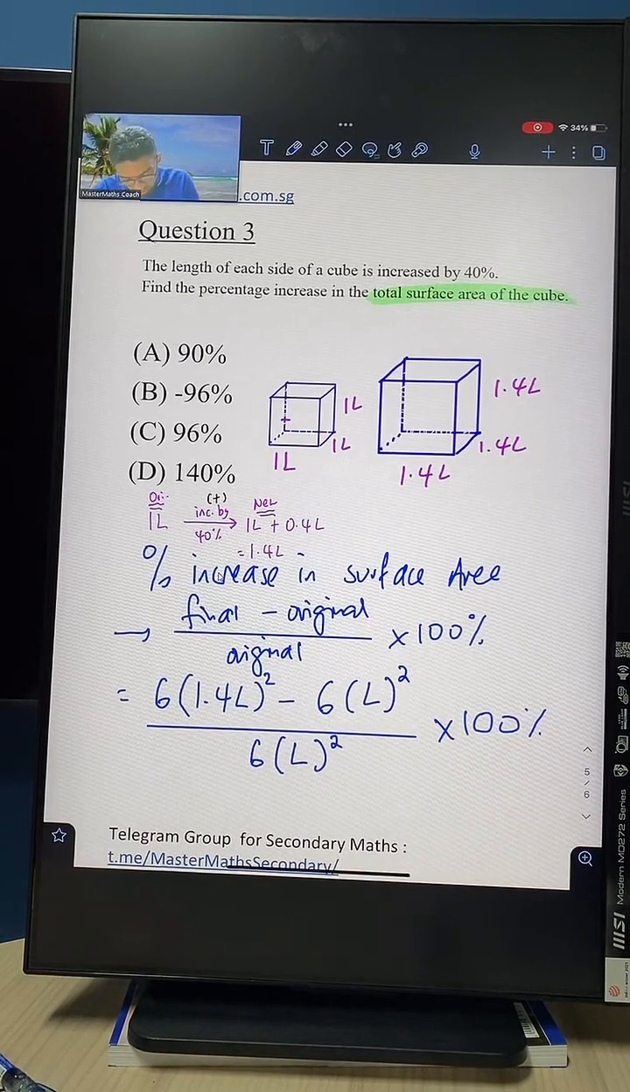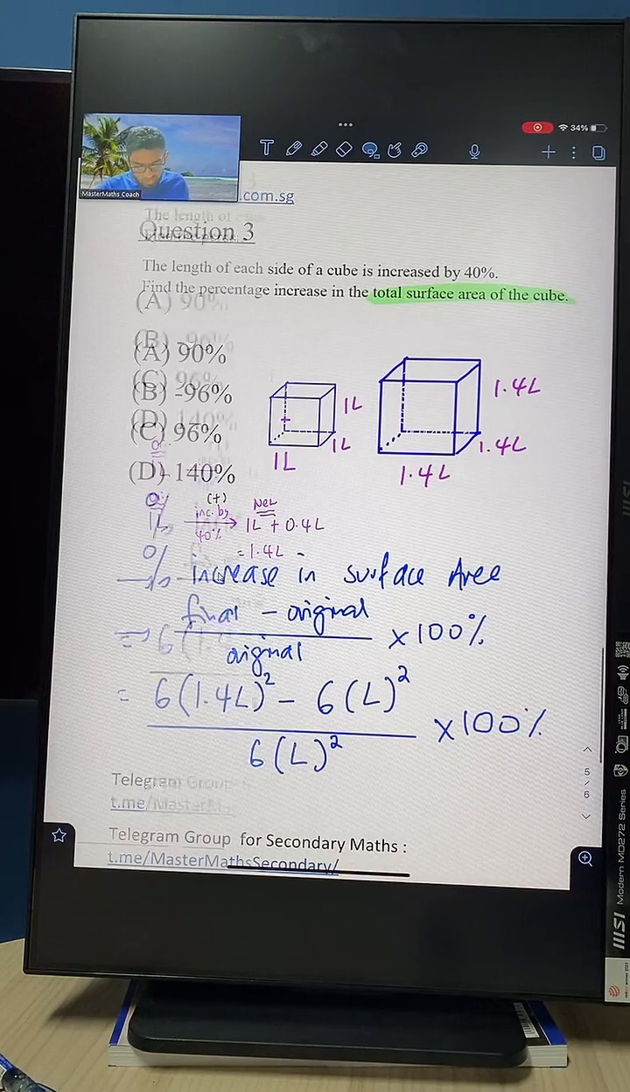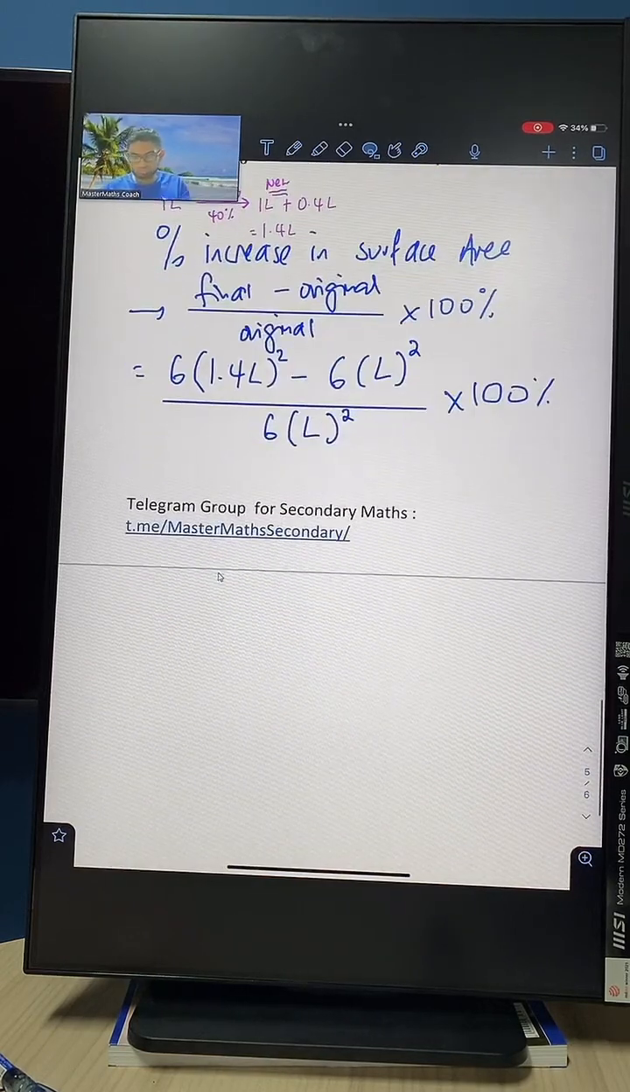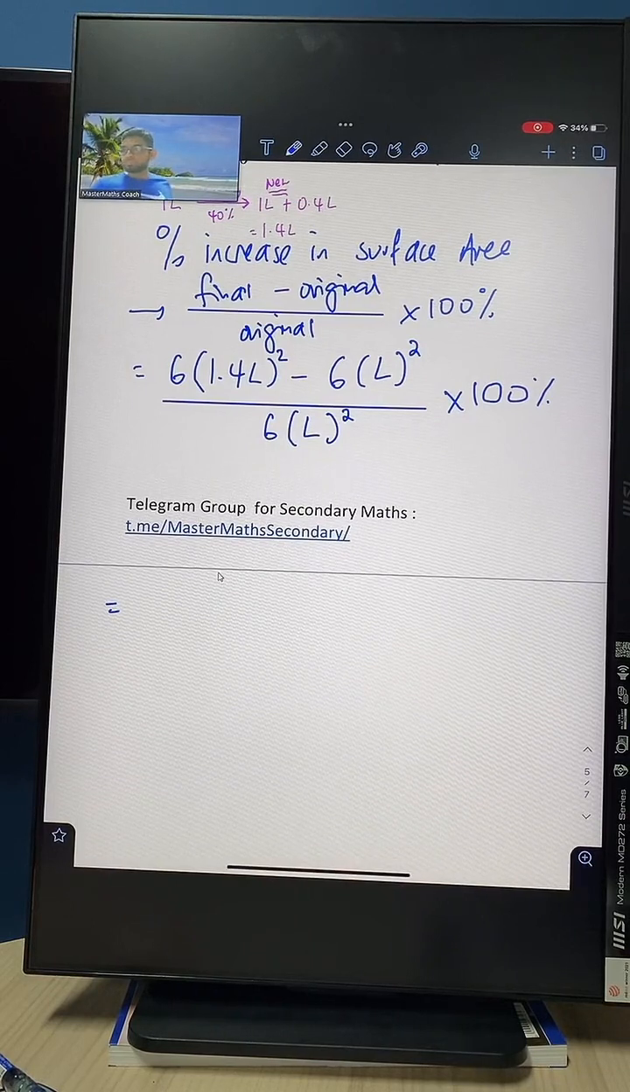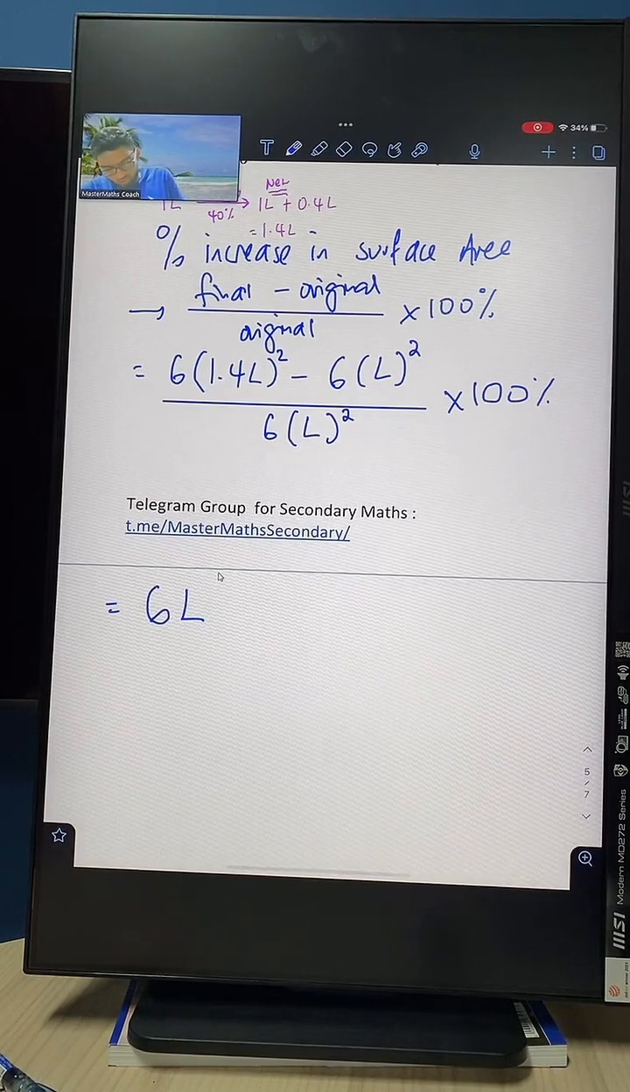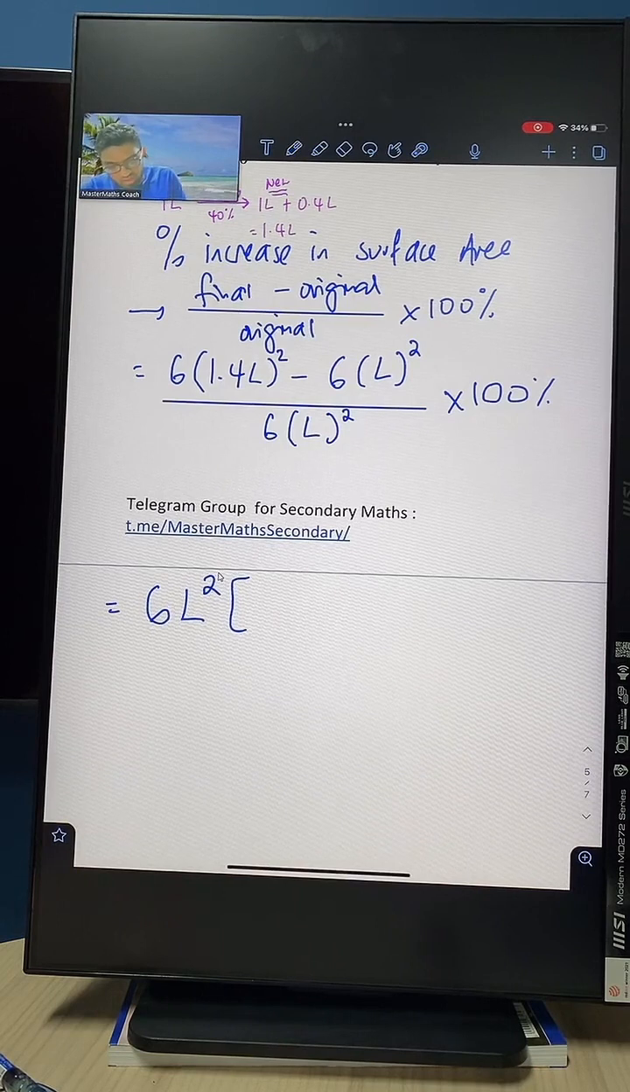Okay, so now we have for ourselves an algebra kind of problem here, which I will continue in this page. How would you do this, right? There are so many 6s there that are common. Now what you can do is to take out the 6 and the L squared as well. These are common items across the board.